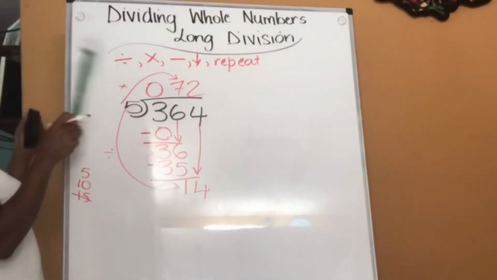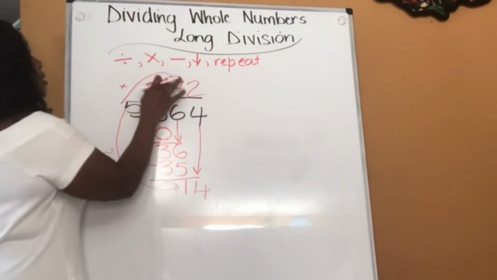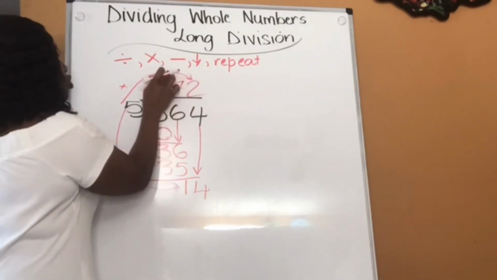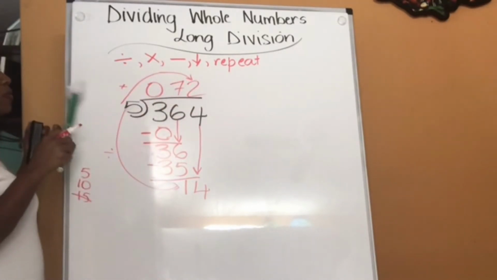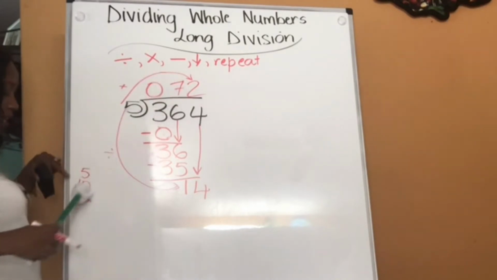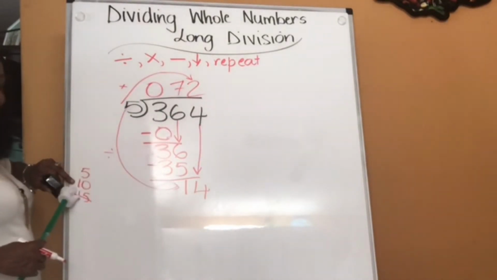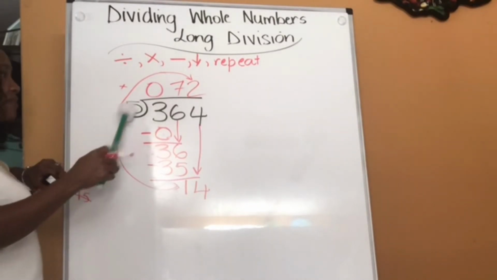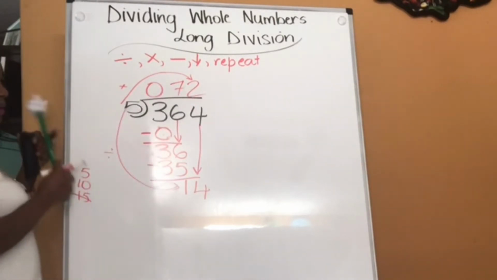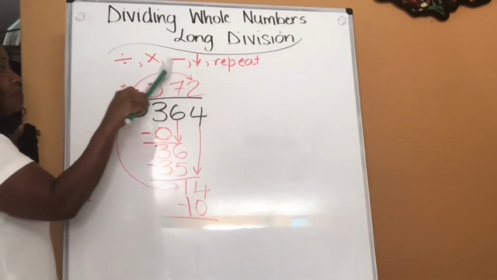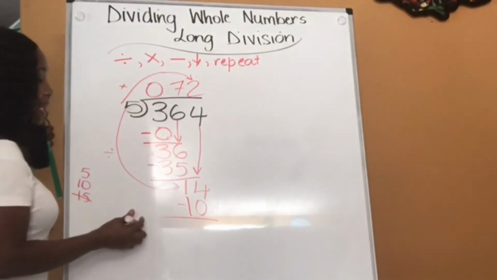Now I need to multiply. So I'm going to multiply the 5 by the 2 that I just wrote up there. So 5 times 2. Remember, whatever you used here, when you multiply, you automatically get it back. So 5 times 2 is 10. So I'm going to subtract my 10 because after I multiply, that's the next thing that I need to do.